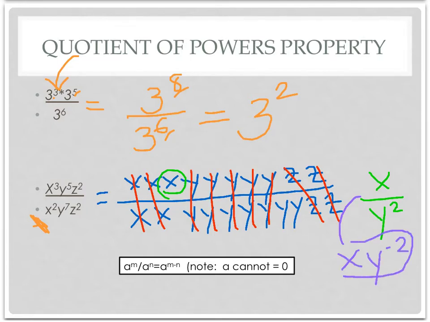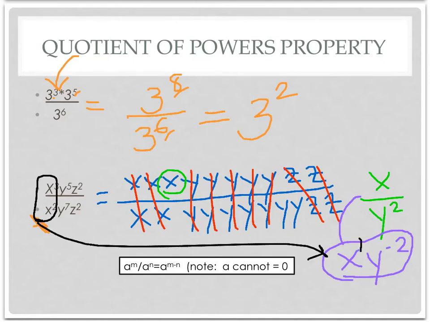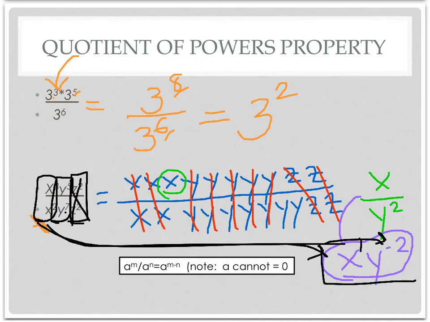And now let's use our shortcut and see if we could have figured it out that way as well. Using the shortcut, if you look at just the x's, 3 minus 2 of course is 1, and that is what we got over here in the answer. If you look at the y's, 5 minus 7 is negative 2, and again, that's what we got over here. And if we look at the z's, 2 minus 2 is 0, anything to the 0 power is 1. 1 times anything is itself. So those really just cancel out, which is why it's not in our answer.